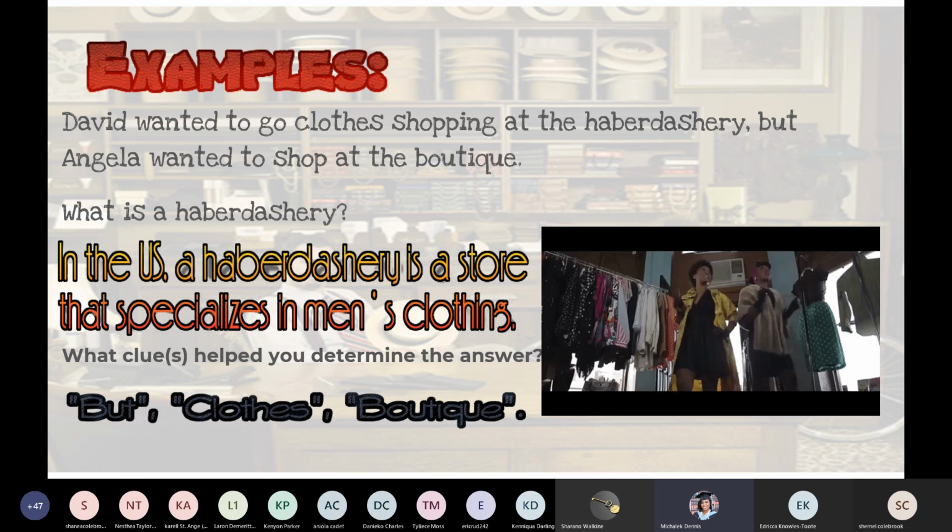Okay. Anyone else? Think about it now. We're talking about David and Angela. David wanted to go to the haberdashery, but Angela wanted to go to the boutique. Now, what do you think haberdashery means? What word is being used for the opposite? What word would be the opposite of haberdashery in the sentence?